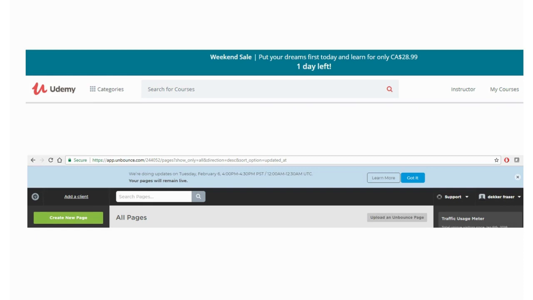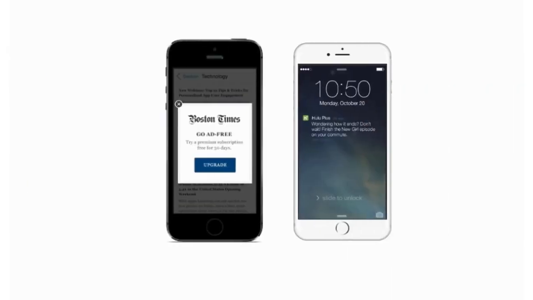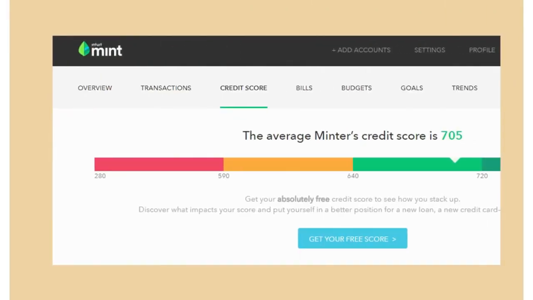Here are 2 additional examples of in-app messaging from mobile. The first is a pop-up designed to get people to upgrade. The second is a push notification for Hulu. All of these messages are somewhat disruptive. They aren't embedded within the standard user interface. Here is an example of messaging built into the normal user experience. Most of this is written to get people on mint.com to get their credit score.